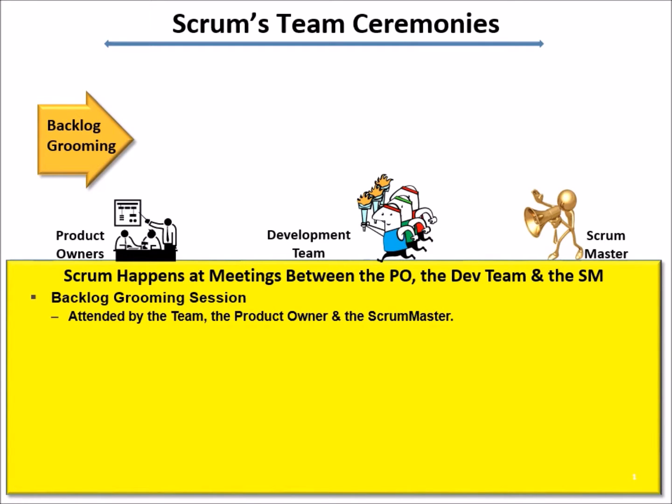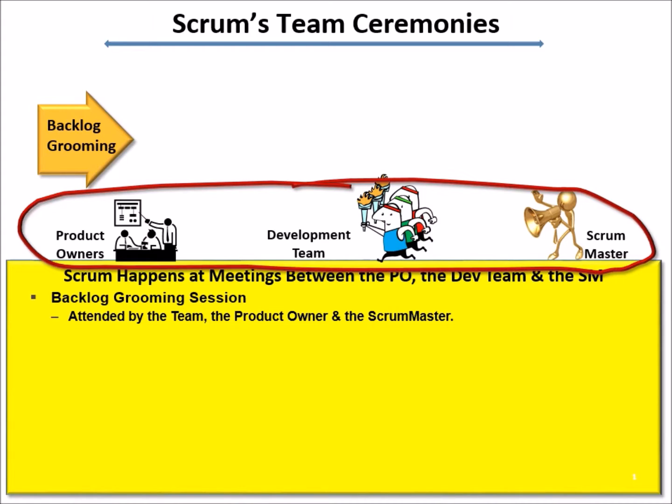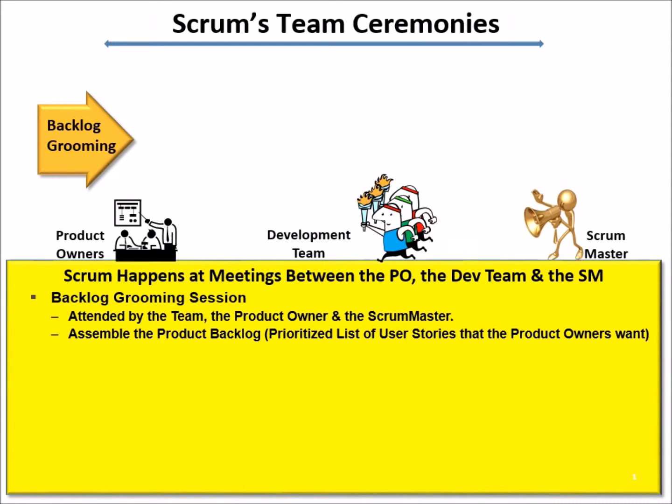This should be attended by the team, by the product owner, and of course, by the Scrum Master. And it's at this meeting that everybody helps to assemble the list of user stories that the product owners want the team to implement. This list is known as the product backlog.